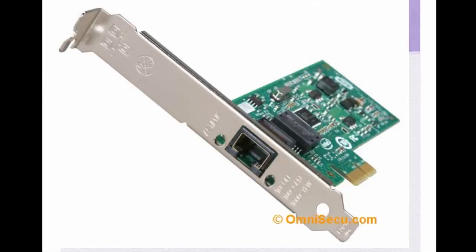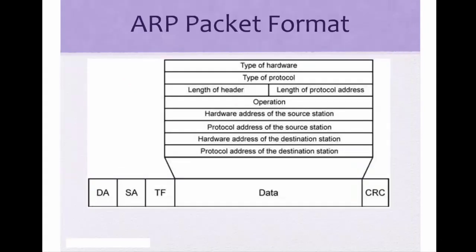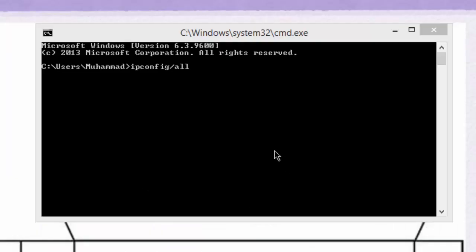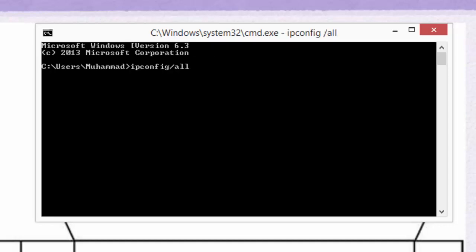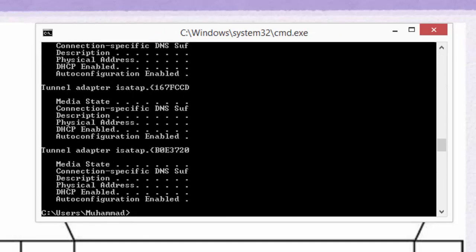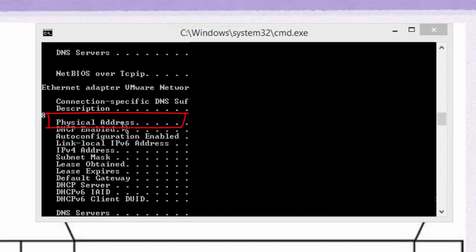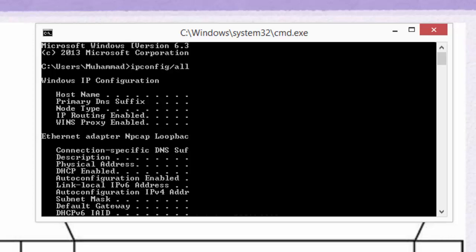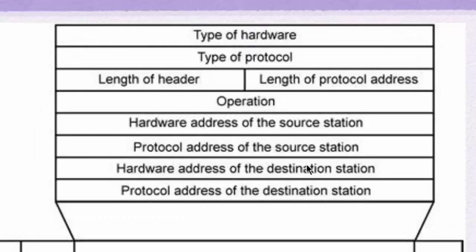You can view your network card hardware address by just typing the command ipconfig /all at the command prompt. So you are seeing here I am just typing ipconfig /all, and now I am going to press enter, and here you are seeing the detailed information. Here you are seeing the physical address. This is basically the network card address. I hope you understand this. So let's move on further.